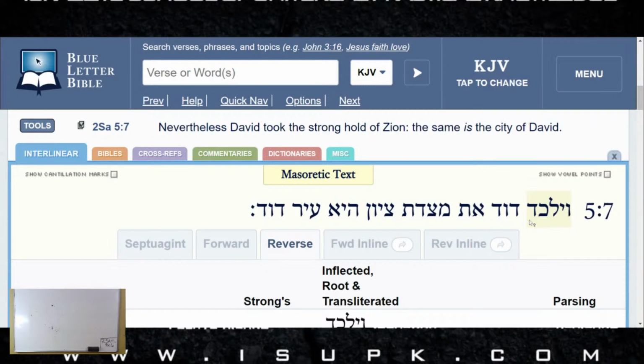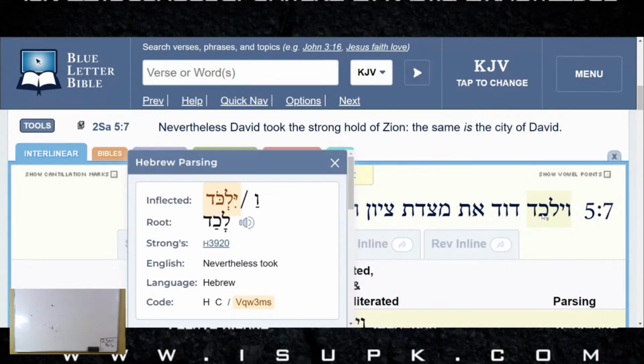Nevertheless, David took the stronghold of Zion. And he took. Right? Let's see if this is what it says. Nevertheless took. And he took. Now, how do we know that Yalak meant take? For some reason it was went. We know that it means went, but for some reason they use that as take. How do we know? Because the action word goes before the person, place, or a thing. The verb comes before the noun. So it couldn't have been and he went you or and he took.